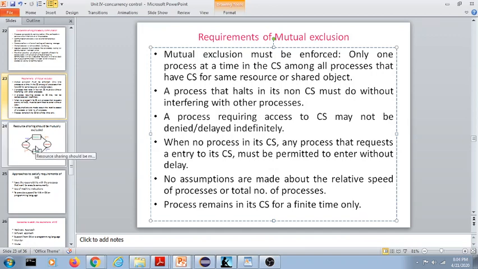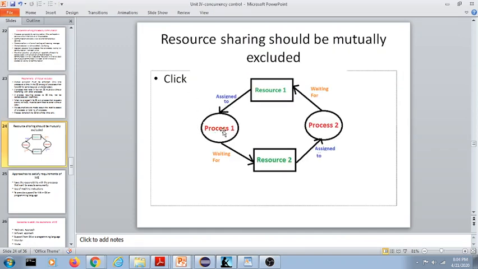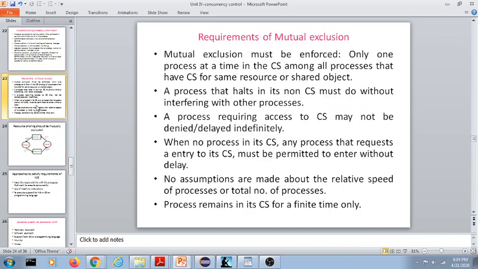That means if process 1 is in its critical section for using resource 1, then it should come out of that critical section, which is using resource 1, in a finite time. It should not happen that process 1 is holding that printer for an indefinite time. So that is the meaning of the last statement: a process remains in its critical section for a finite time only, right?